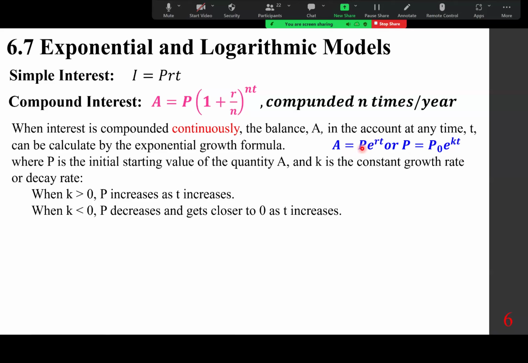In this case, the principal amount is P. In this case, the initial amount or the principal amount is P sub 0, where P sub 0 is the initial starting value of the quantity we're talking about, and k is the constant growth rate. Sometimes we use r, sometimes we use k.